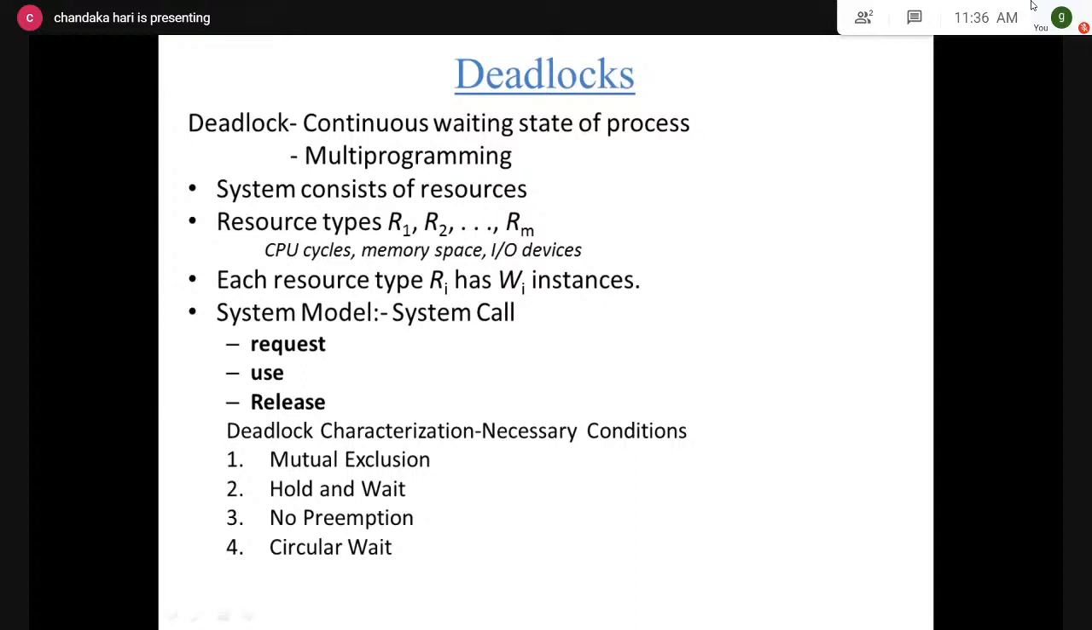The word itself says that mutual exclusion means at a time it can be used by only one person. So in order to understand this mutual exclusion point, now we'll demonstrate with an example.